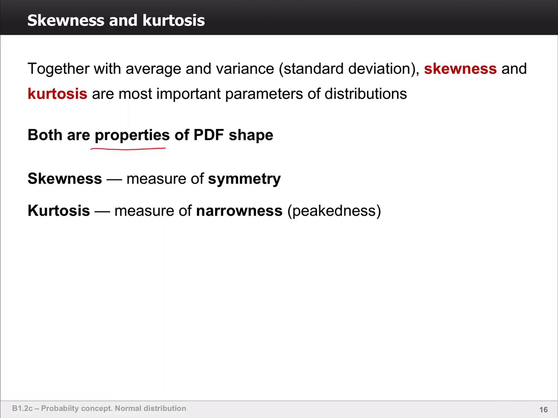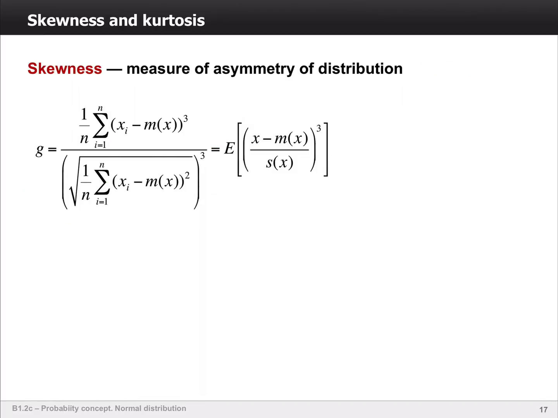Both are properties of PDF shape, so they describe the density distribution shape, and skewness describes how symmetric the distribution is. So it means that if you think about the center, how similar the left part is to the right part, okay? Then kurtosis tells you something about narrowness or peakedness of the distribution. It means that if you think about the biggest density part, how narrow this biggest density part is, okay? So let me give a couple of examples.